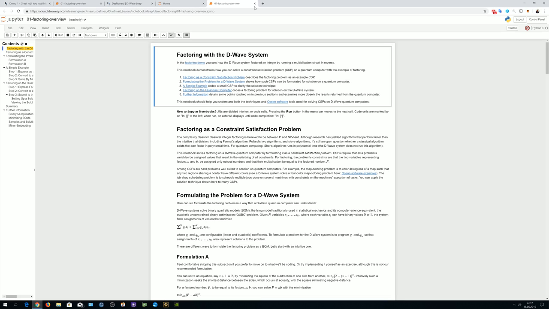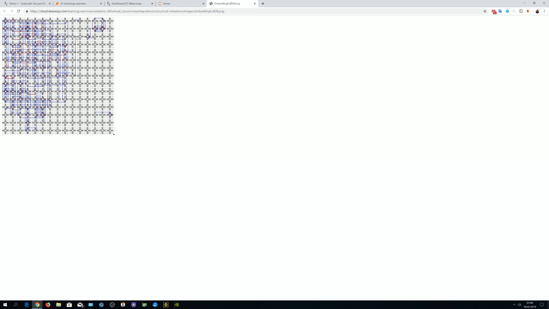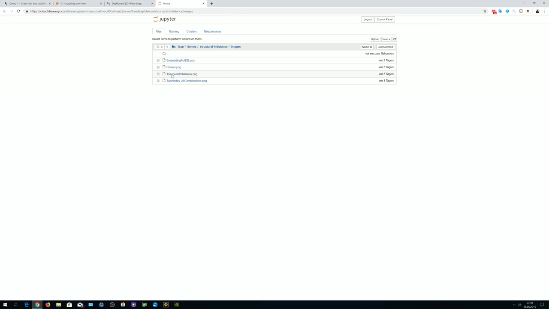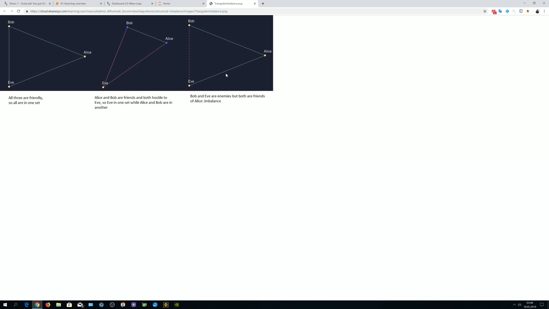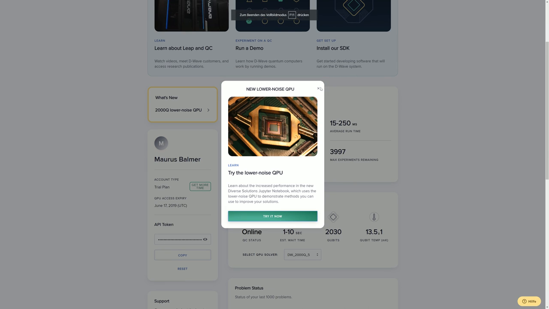Let me close that for a moment. Let me go back. The structural imbalance, helper images, and another folder. Never saw that one. I saw that one before. How about this one? Oh yeah, I explained that one to you. Find a way, find a way. If you understand that, we could go through that a little bit later. Factorization, we saw that. Close that, and we're getting back here.